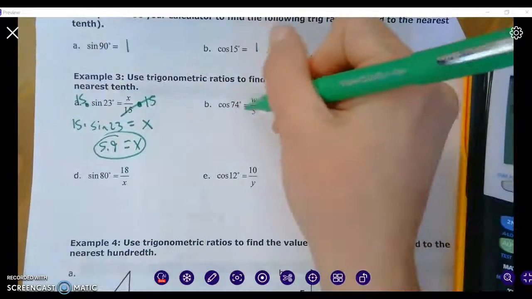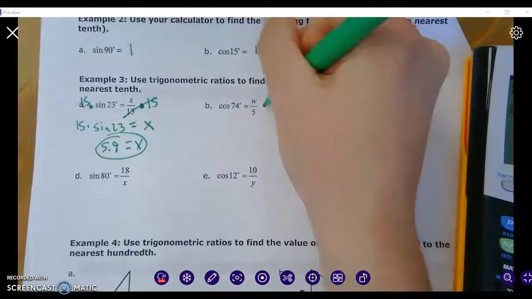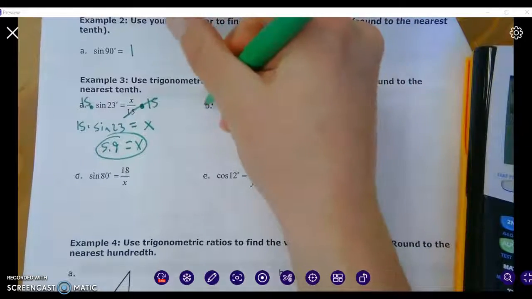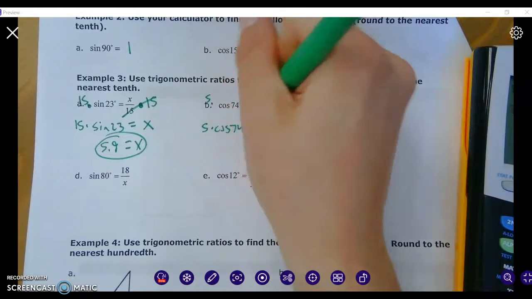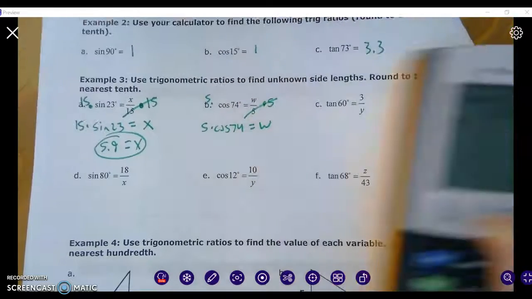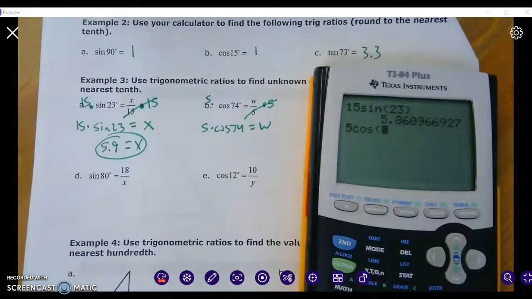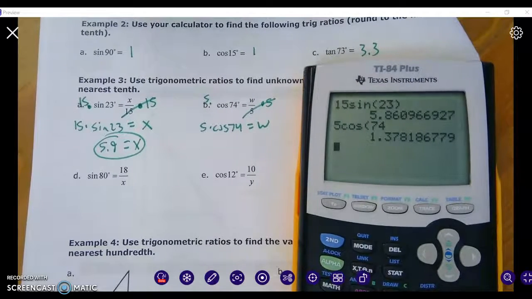Okay, next one we have cosine 74 equals w over 5. So multiply both sides by 5. Your 5's cancel out, so we have 5 times cosine 74 equals w. And type that in your calculator, and we get about 1.4.